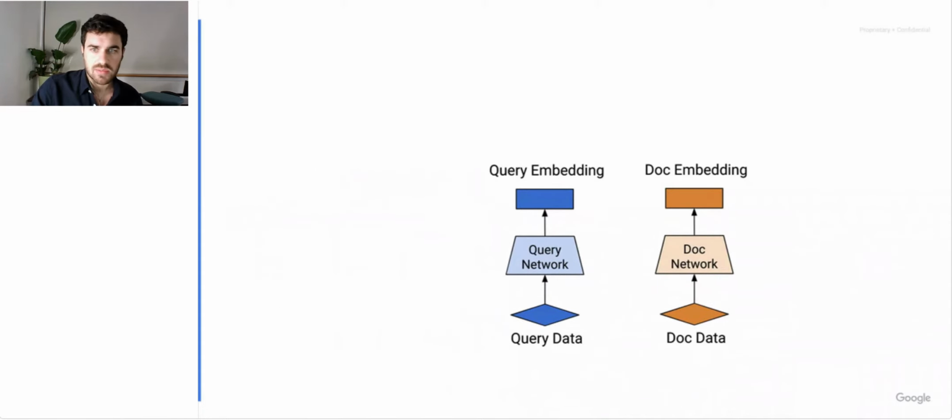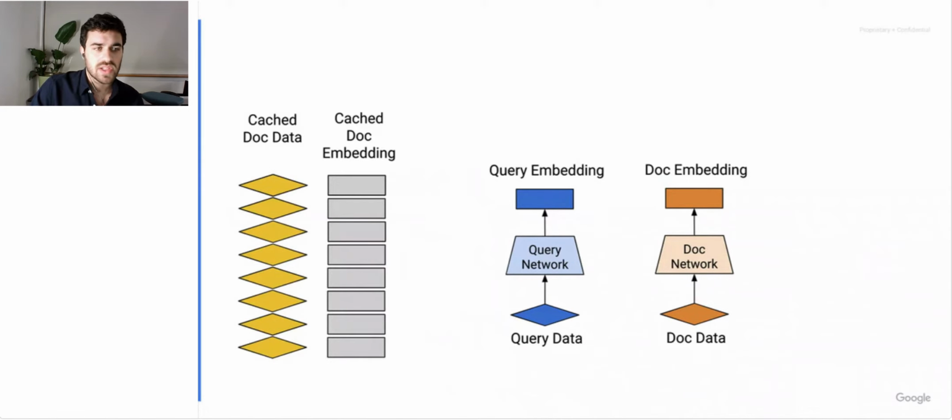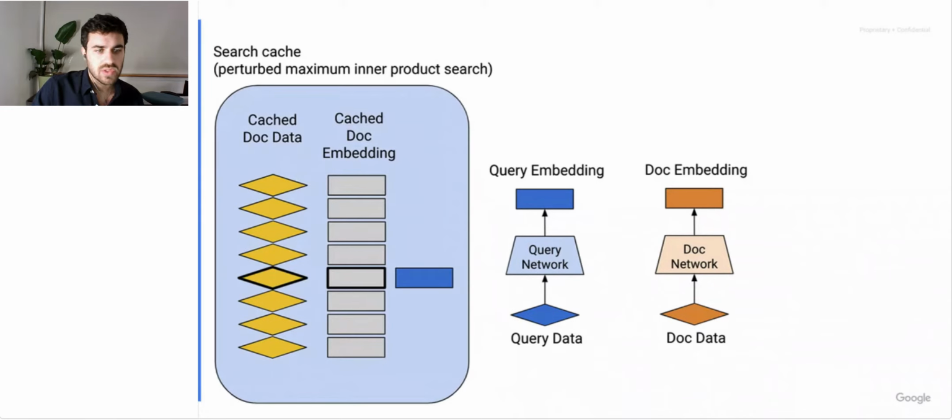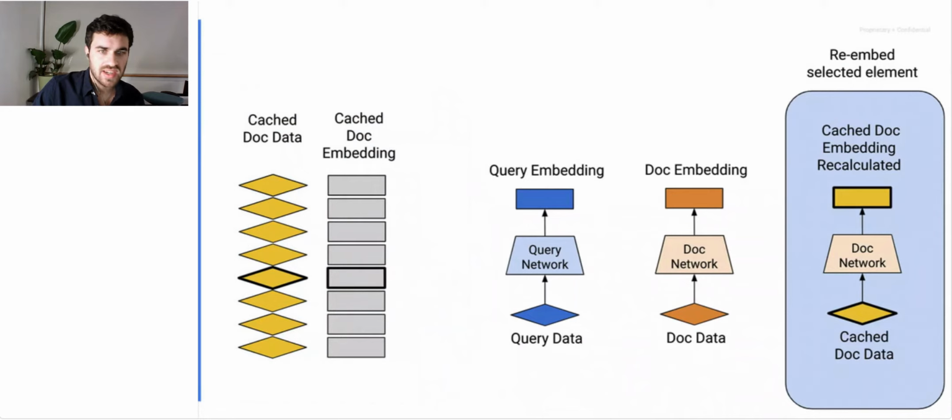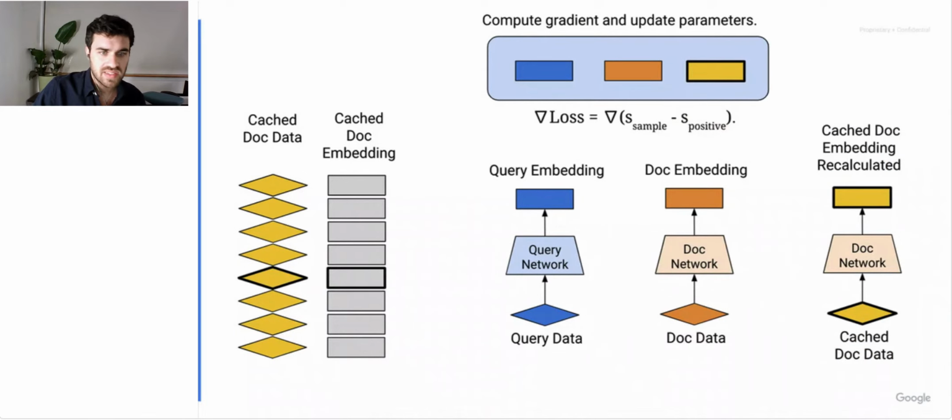So we'll consider the following training procedure. We start by calculating the query embedding and the positive document embedding. We'll also have our cache containing the data and embeddings from previous iterations. We'll use the query embedding to search the cache. We'll see that the appropriate way to search the cache is with a perturbed maximum inner product search. We'll find some element and we'll feed that into the document network to get an updated document embedding. We need to feed this through the network again in order to calculate the gradient using backpropagation. Now we'll take the query embedding, the positive document embedding, and the sampled negative embedding, and we'll compute a gradient and update the model parameters.